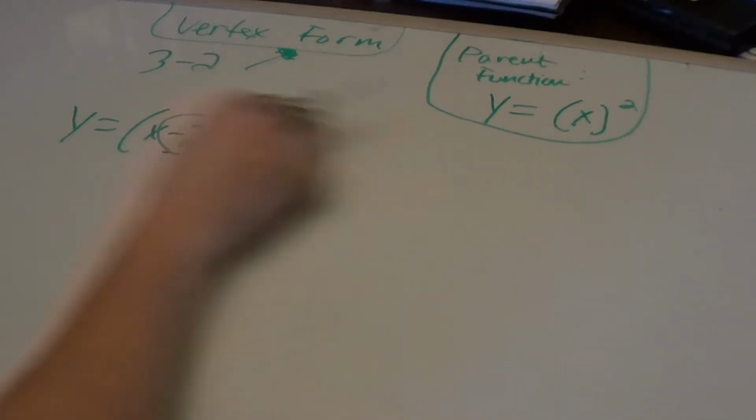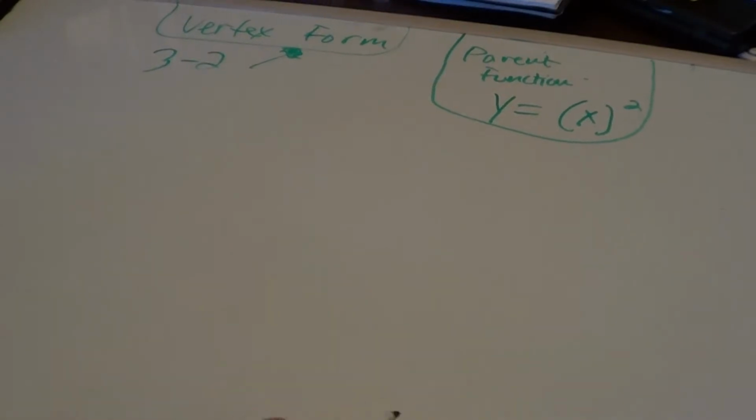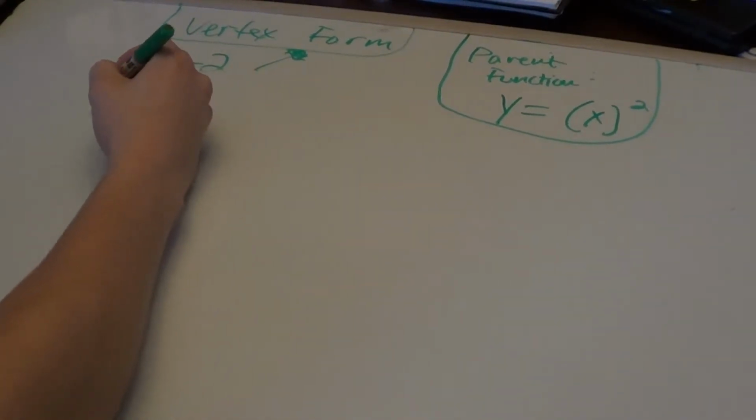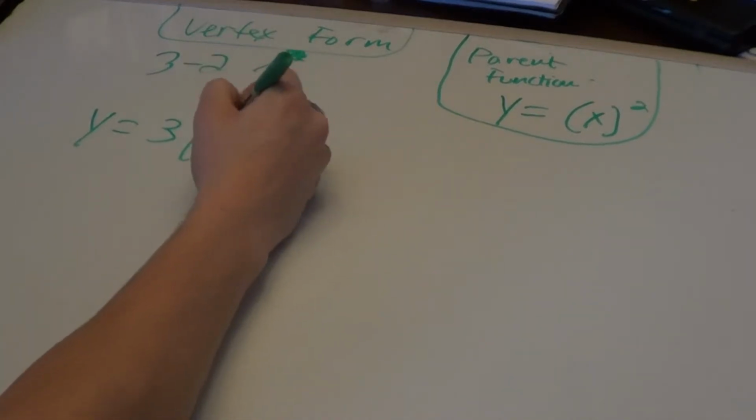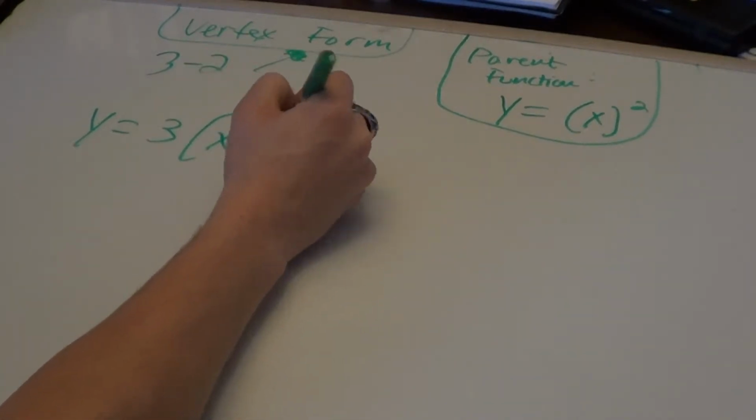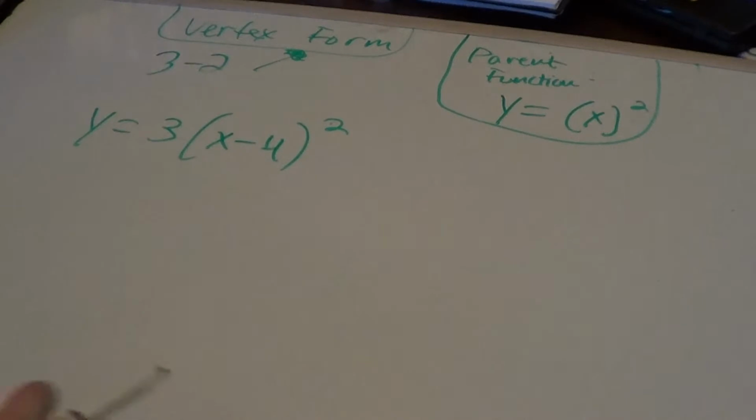Let's move on to our next one, something a little harder. Let's do y is equal to 3 open parenthesis x minus 4 close parenthesis squared, and go into y equals and enter that in. Forgive me, it takes a little bit of time.